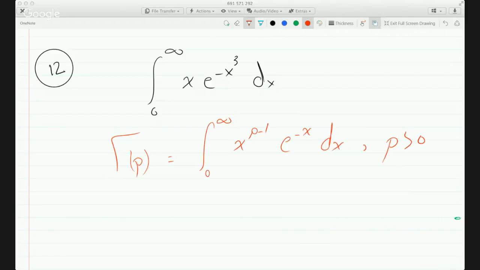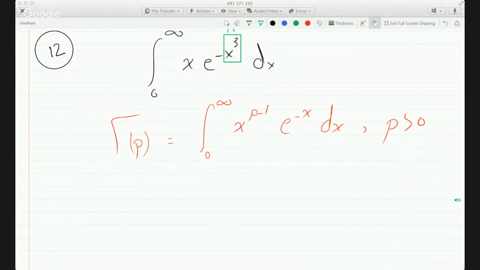Okay, the only problem is here I don't have e to the minus x, I have e to the minus x cubed. So what I could do is take this x cubed and call it k, so I can line it up in this form. This is a dummy variable, so if I call it k and arrange it this way, it would still be the definition of the gamma function.